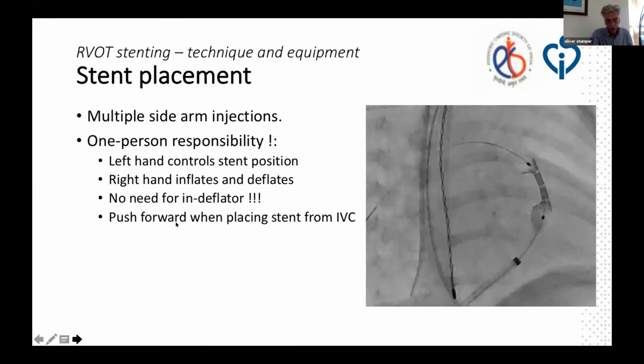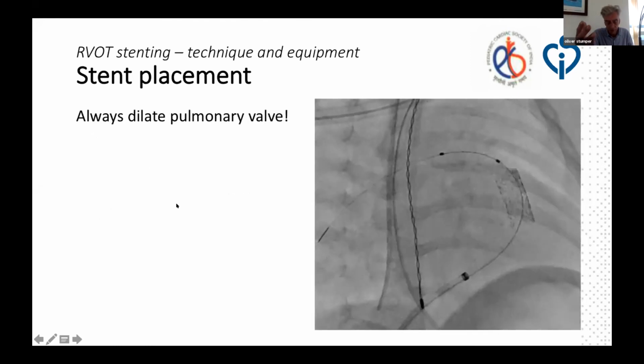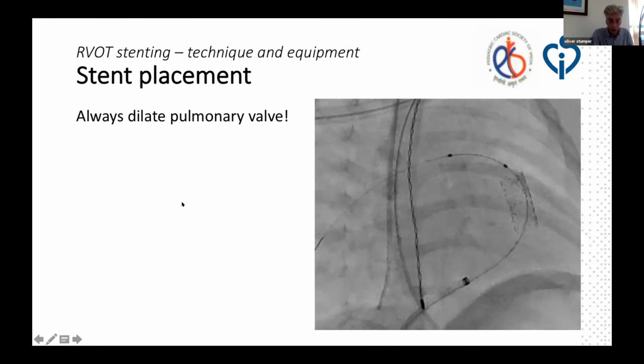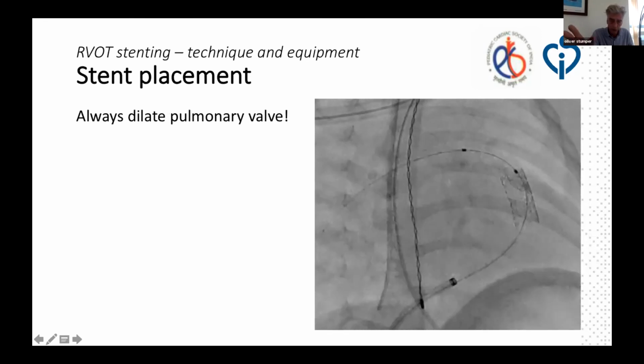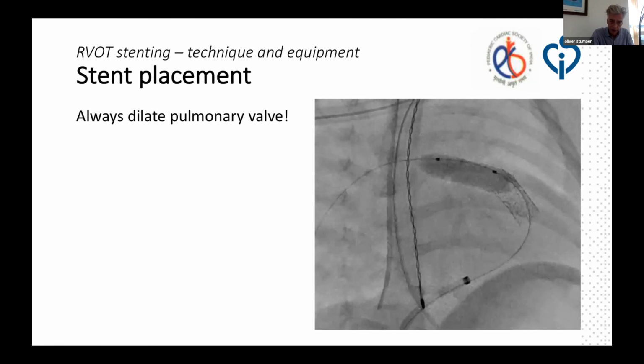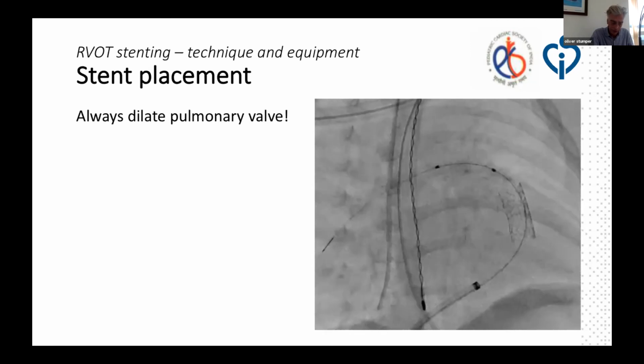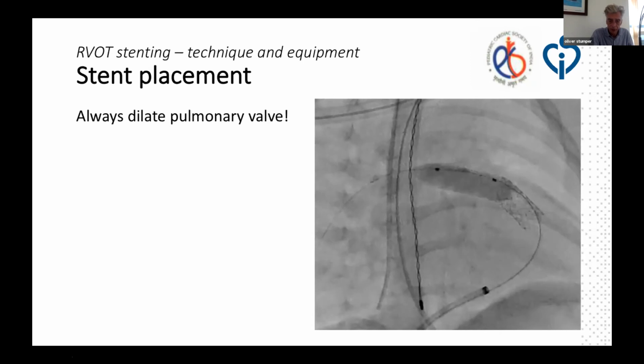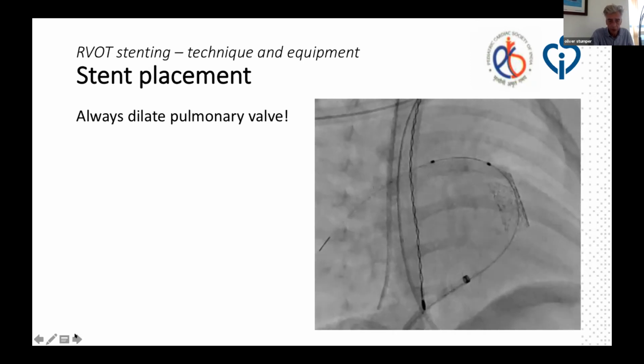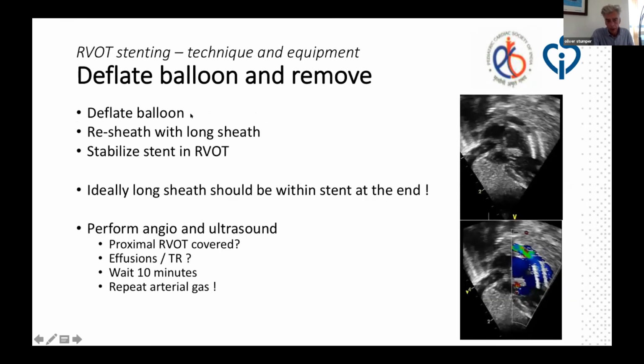And then I try personally to avoid the pulmonary valve, especially with anomalous coronary arteries, or if the patient needs a conduit later on anyway. But I would always dilate the pulmonary valve. If I spare the valve, I normally use a bigger stent to start with. And then once the stent is in, we deflate the balloon.